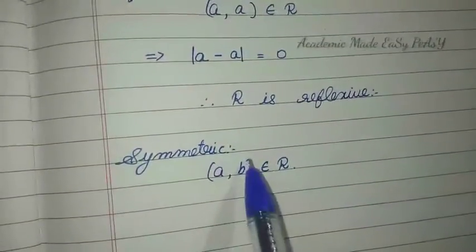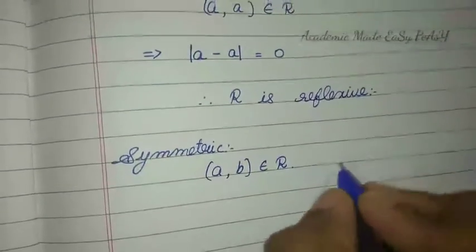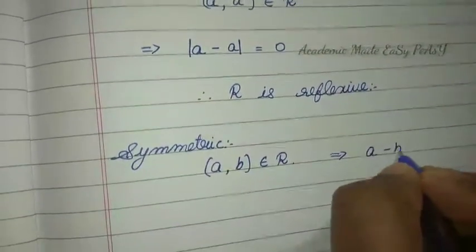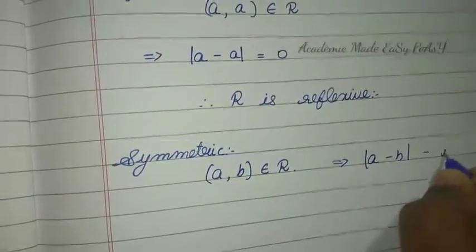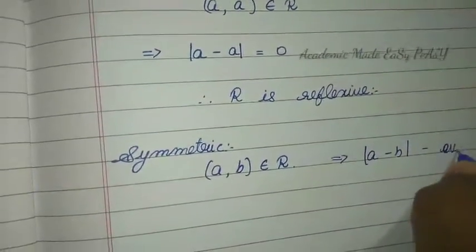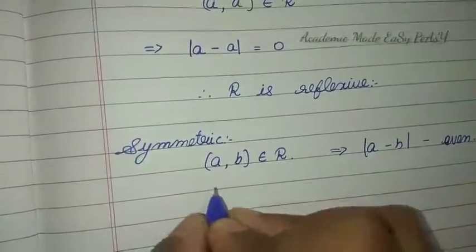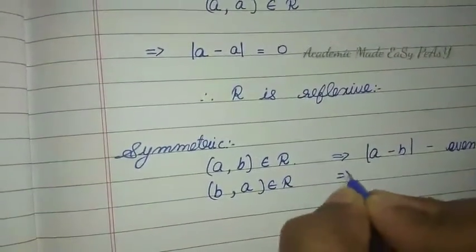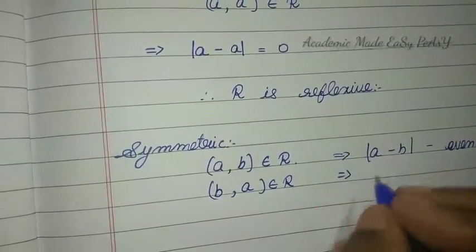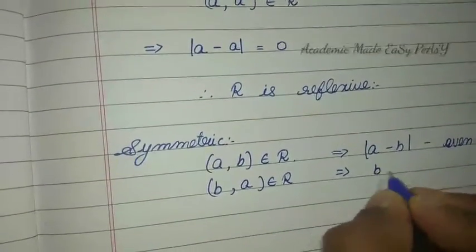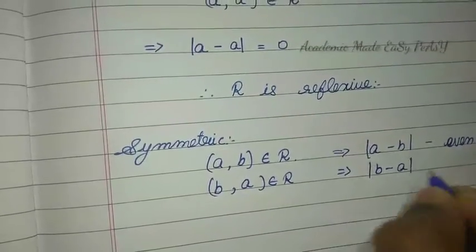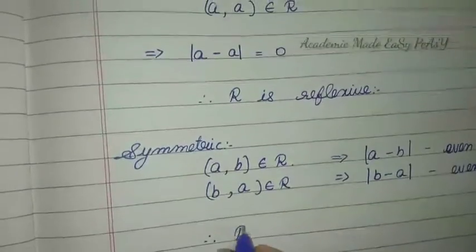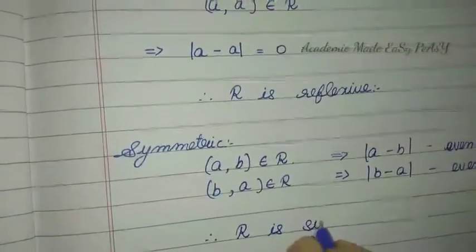So now in the symmetric, the first condition gets satisfied. I'm saying that the first condition is getting satisfied. So A minus B is even. Next I am saying that (A, B) also belongs to R. Why? Even if we change the sign, we'll get an even number only. So B minus A also is even. Therefore, R is symmetric.